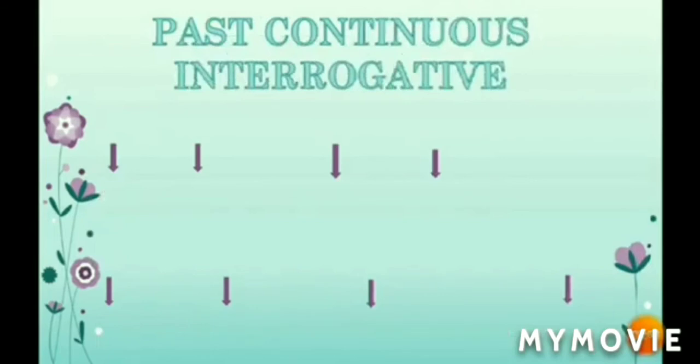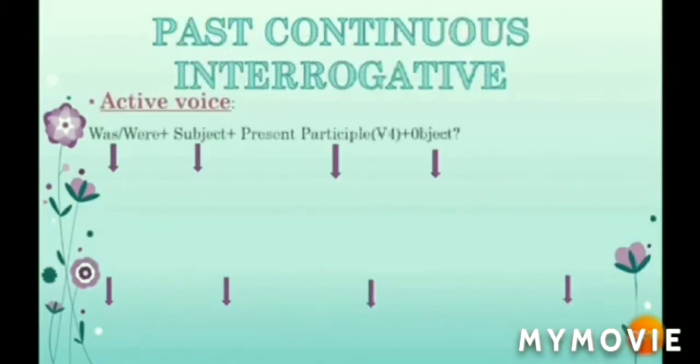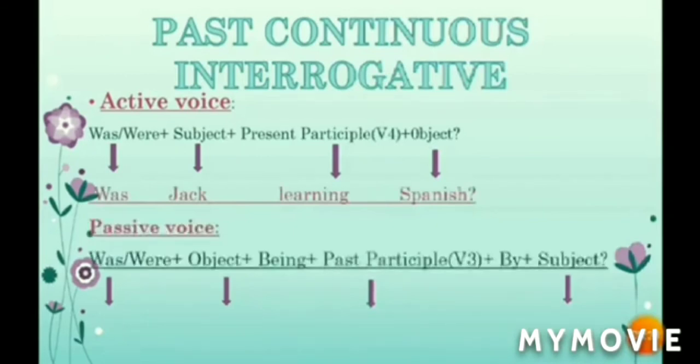Past continuous interrogatives, active structure again. Was or were plus subject plus present participle plus object. Example, was Jack learning Spanish? Was or were plus object plus being plus past participle plus by plus subject. The same sentence in passive voice, was Spanish being learned by Jack?